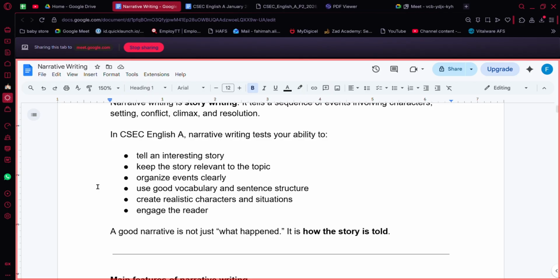And also you want to make sure that your sentence structure is correct. You don't want your words in the incorrect locations. So you want to say she had a big red ball. You don't want to say she had a ball big red, right? That is, you will lose marks. That is not correct. You're also being tested on how well you can create realistic characters and situations.